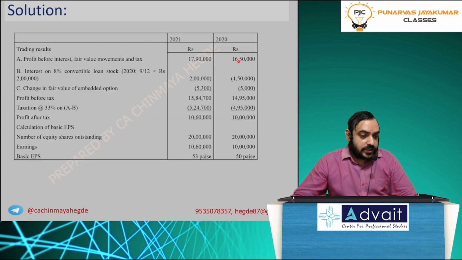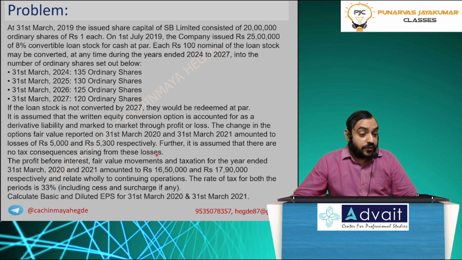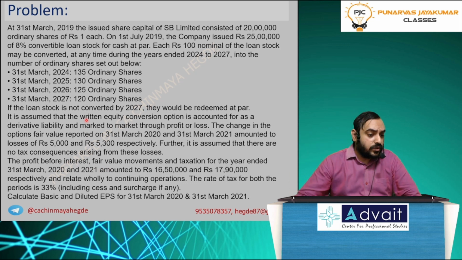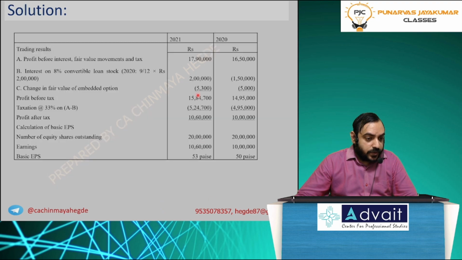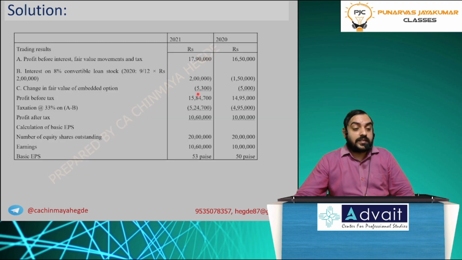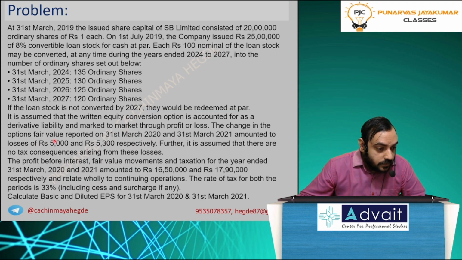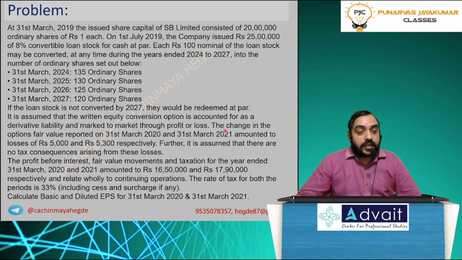For 17 lakh 90 and 16 lakh 50, subtract the interest. Then the change in fair value, yes, I forgot to tell, this profit is before fair value change. So, as in financial instruments we discussed, fair value change should be reported. So subtract the loss of 5,000 and 5,300 respectively. I assume it is not cumulative in nature. Have they given fair value change or just fair value? Change. Okay, they have given it specifically.